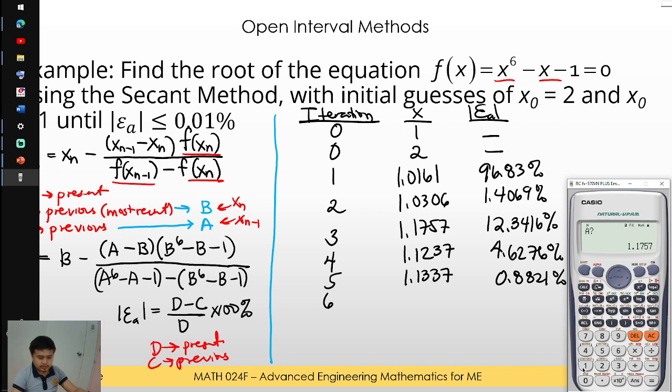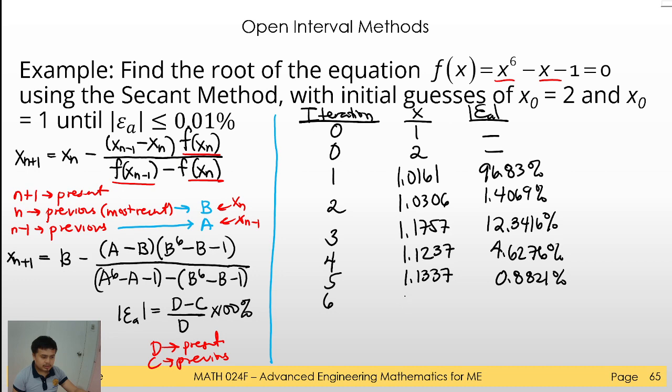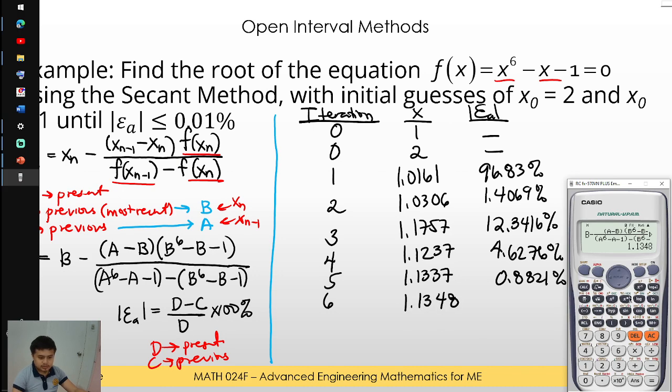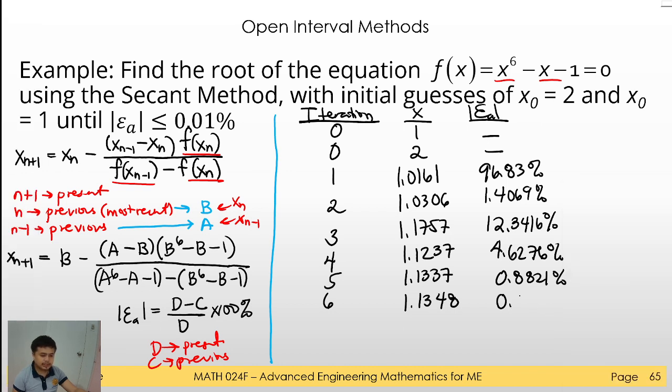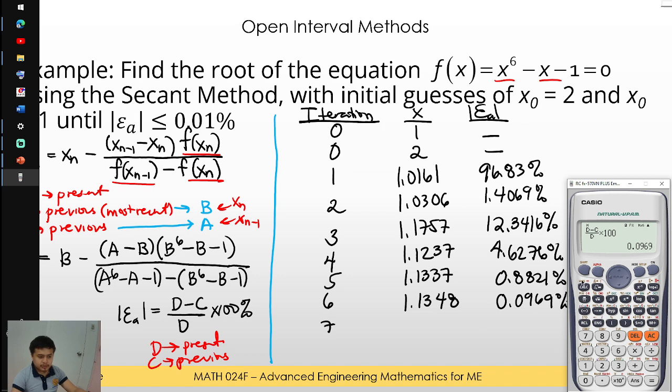Next iteration, we have 1.1337, 1.1237. So 1.1348. So we're getting closer. So calculate the approximate error again: 1.1348, 1.1337. So 0.0969%. So we're getting closer to our stopping criterion.